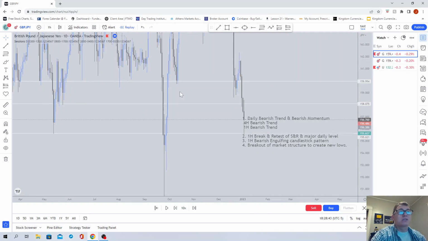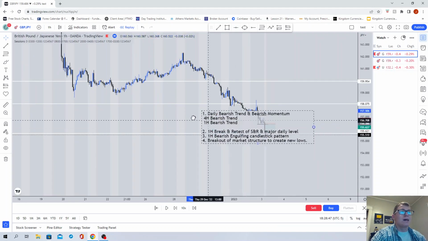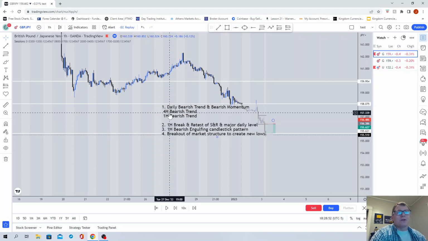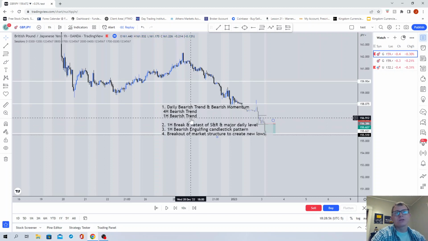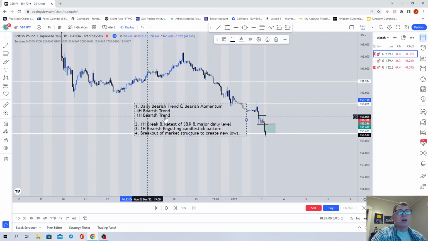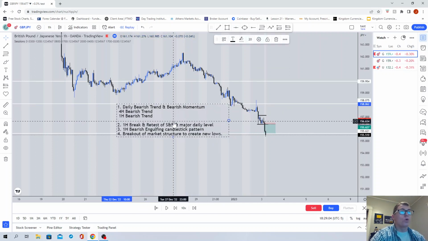Some people count those as different confluences, but honestly, when it regards the trend, I typically don't use those as different confluences. But if you wanted to, that means this trade had 6 confluences. I personally don't do that, so it only had 4. But I do take notice of these trends. So I have daily bearish trend, bearish momentum, 4-hour bearish trend.